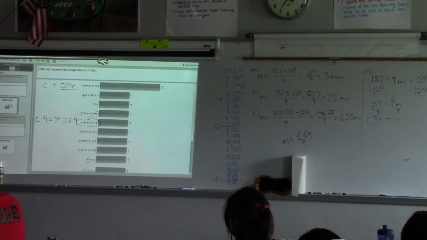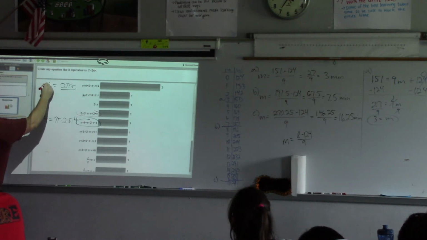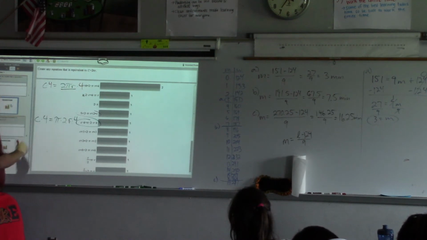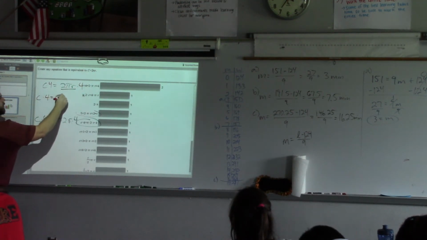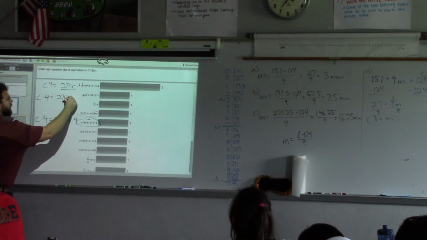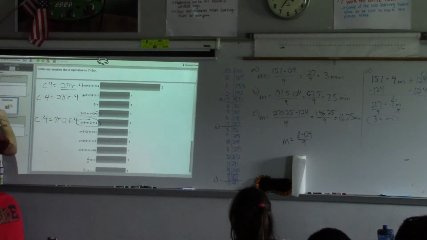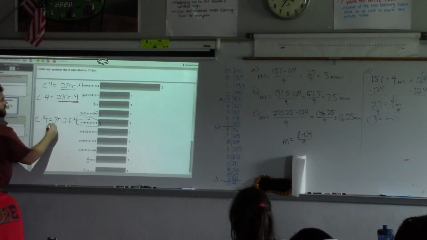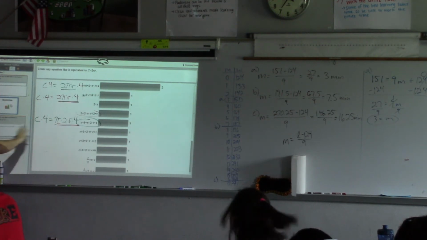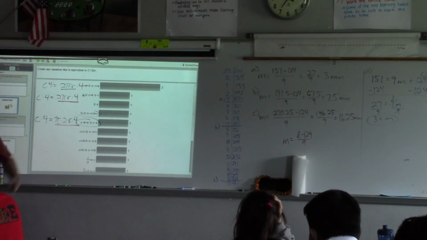Times 4 on both sides. Okay, we are multiplying by 4 on both sides, correct? So multiplying by 4 here and by 4 here. However, I do want to point out, hold on a second, that's 2 pi r times 4. Notice how we have the 2 right here? Do these look exactly the same? The left-hand side looks the same. Does the right-hand side?